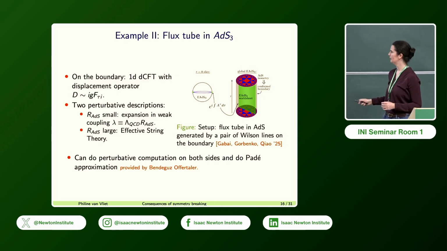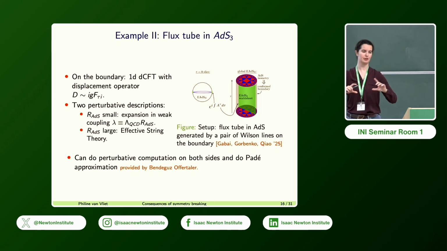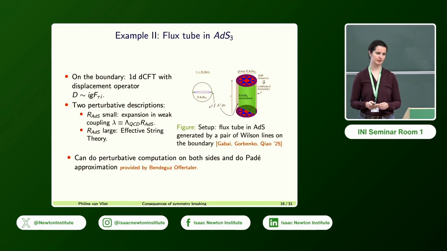And this was done by Bendegoed-Offerthaler and the people on this paper. So, how to do the Padé approximation to get all terms, all correlators? You do this for one, so they did this in this case for example, the OPE coefficient of the displacement, and first operator. You have to do it for each of the observables you compute perturbatively.